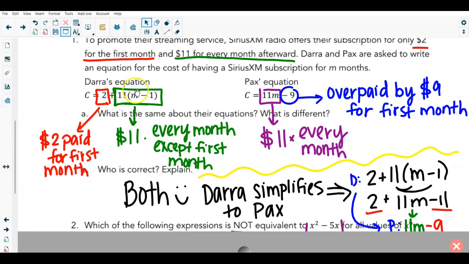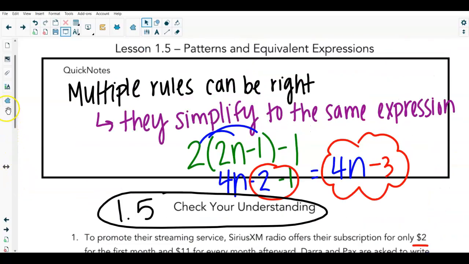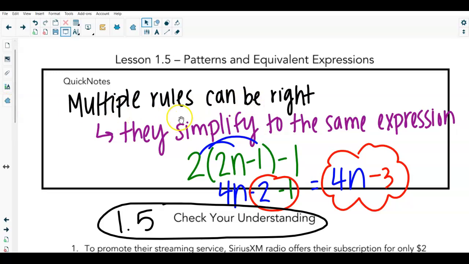In fact, if we simplify Dara's expression, if we distribute that 11 to the m minus 1, that would make it 11m minus 11, and then we combine our like terms. 2 and negative 11 combine to be the negative 9 in Pax's equation, and that 11m comes down. They simplify to the exact expression. So they're both right, they just have them in different expressions, and that's okay. That's what we did here. We said multiple rules can be right. They simplify to each other, but they might be written originally in a different way.